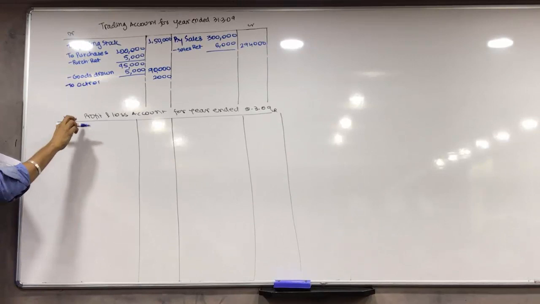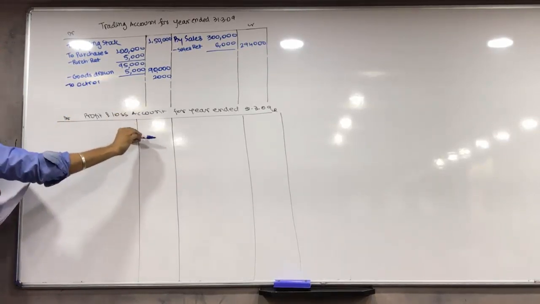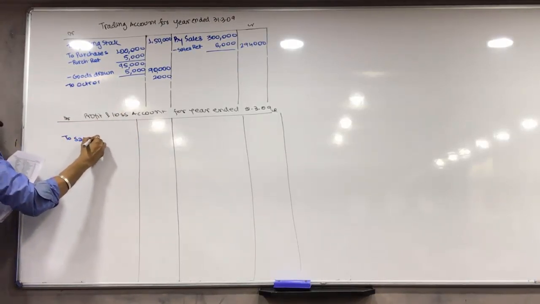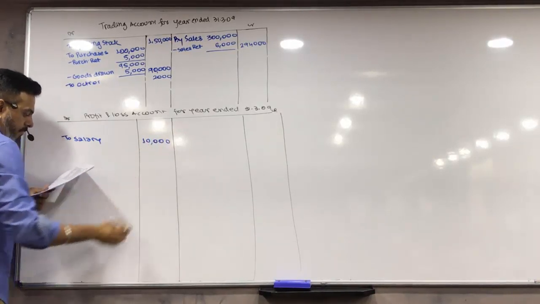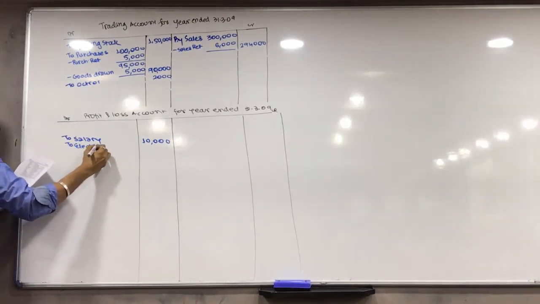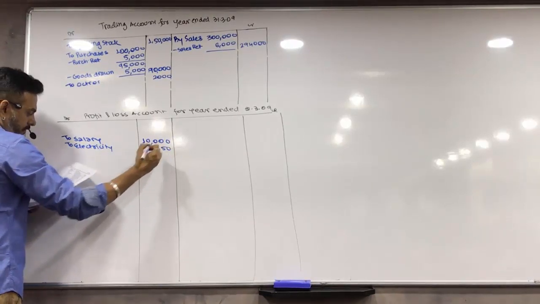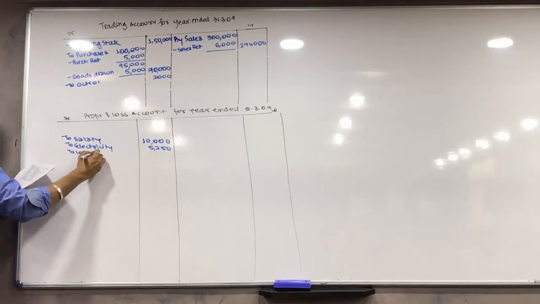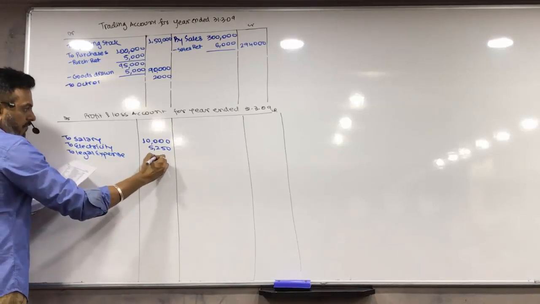Salary. Now profit and loss account with first two lines blank. Always remember this. First two lines will always be blank. To salary, 10,000. To electricity, 5,250. To legal expense, 2,500.